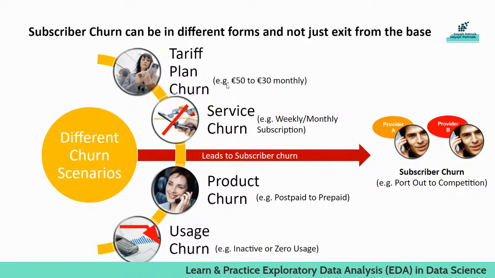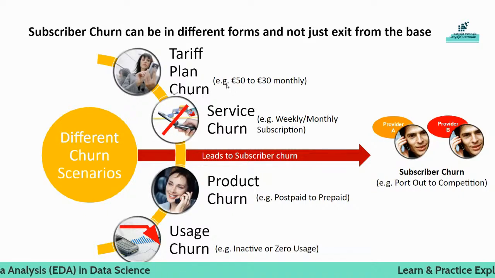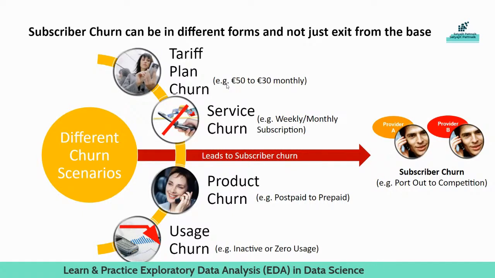Service churn. For example, weekly or monthly subscription. Let's say you are on a weekly subscription, you probably churn it, you probably don't use it. Or maybe you are on a monthly subscription and you move to a weekly subscription. So that is also one kind of churn. Some other kind of churn is product churn, postpaid to prepaid.